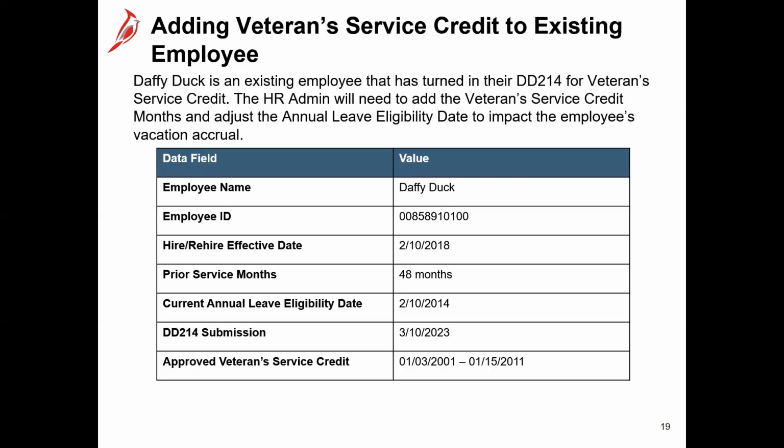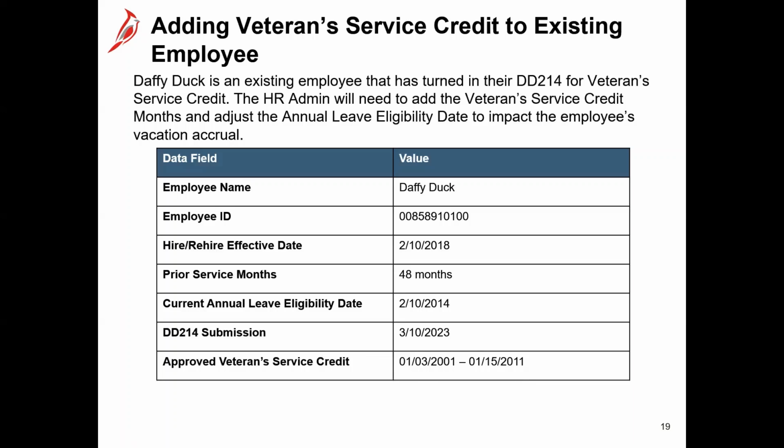Okay, so we see Daffy Duck, our employee, with his employee ID and the current hire date. Currently, Daffy has 48 months of previous service that is already added onto the employee's job record, and we'll see that when we jump into the system. Daffy has a current annual leave eligibility date of February 10th, 2014. Daffy submitted their DD 214 and was approved for veteran service credit from January 3rd of 2001 to January 15th of 2011.